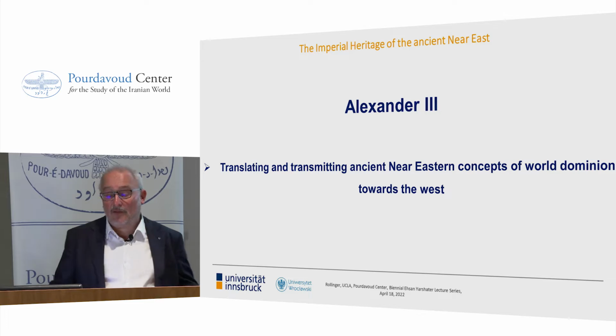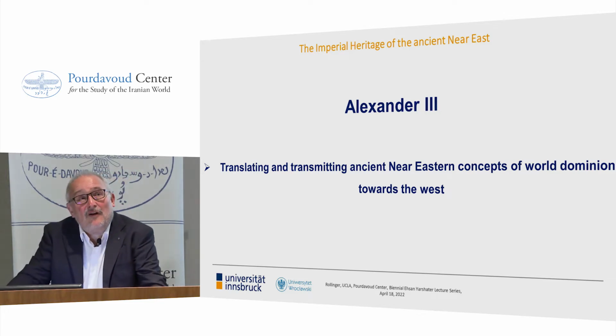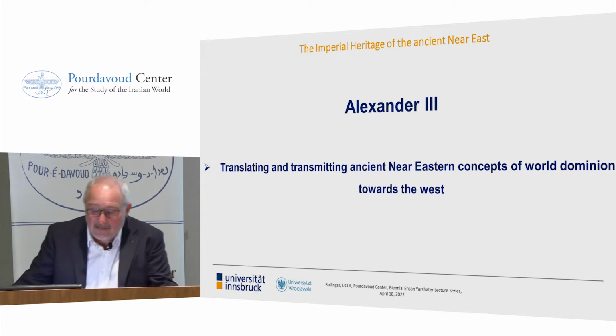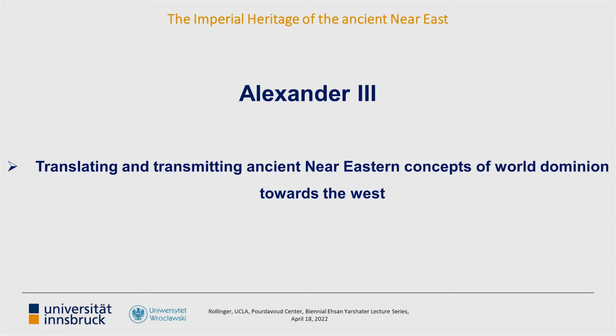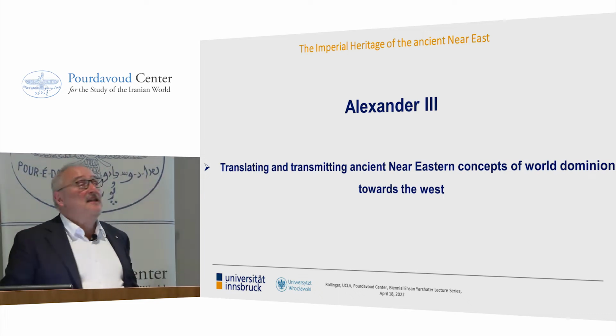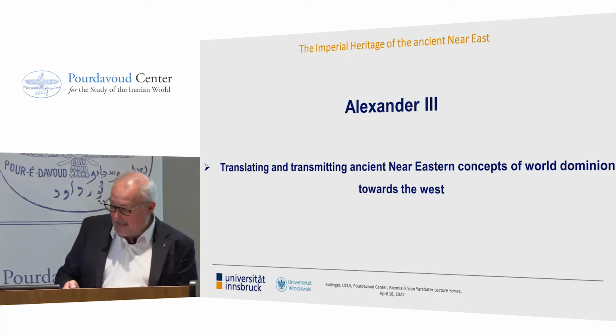Of course, I will start with Alexander III, who is important in my talk insofar as he is the one who is translating and transmitting ancient Near Eastern concepts of world dominion, or you may say Persian Achaemenid ones, within this ancient Near Eastern framework towards the West. Of course, I am well aware that there are plenty of problems concerning the sources that deal with Alexander the Great, because these sources, as far as they are preserved, are much later than Alexander, and of course there are later additions. But at the moment, let me take these sources as important testimonies also for how Alexander and his contemporaries conceptualized world rule.